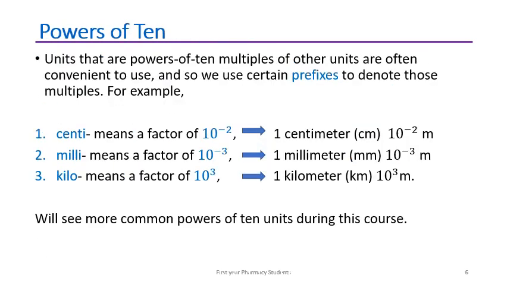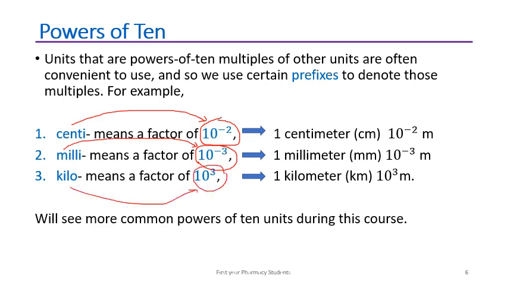Powers of 10. Units that are powers of 10 multiples of other units are often used for convenience, and so we use certain prefixes that denote the multiples. For example, for 10 to the negative second we can use the prefix centi, for 10 to the negative third we can use the prefix milli, and for 10 to the power third we can use the prefix kilo.